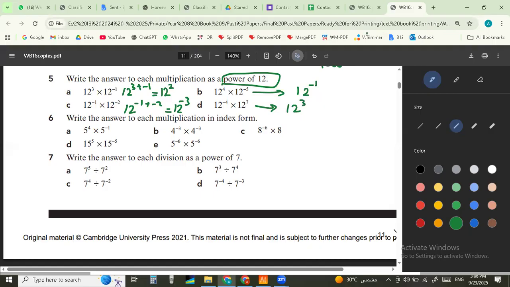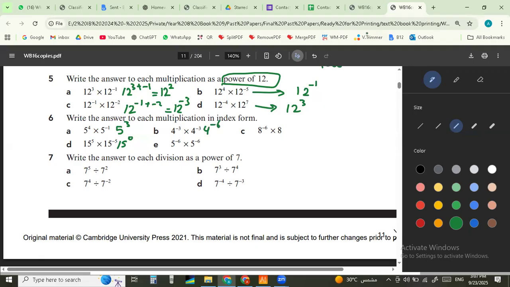Here, this question, write the answer to each multiplication in index form. Same technique exactly. They want it to be written in the index form, which means they want a power as well. So this is going to be 5 to the power of 3. Oh, how did you do, mister? 4 plus negative 1. And here, it is 15 to the power of 5 times 15 to the power of negative 5. That is going to give me 15 to the power of 0, because 5 plus negative 5 is 0. Okay? Next is here 4 to the power of negative 6.